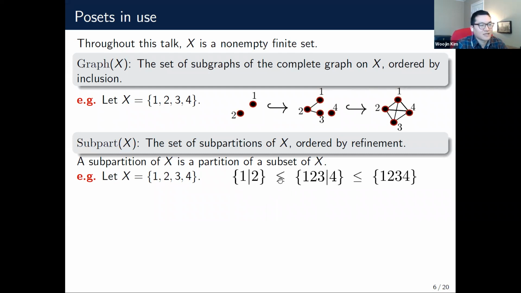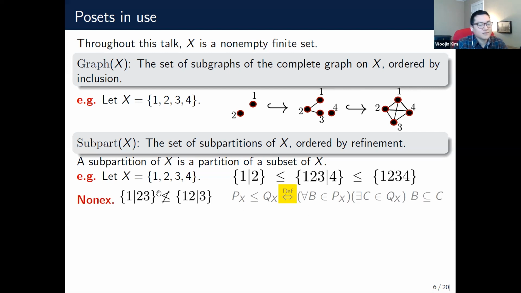And what do we mean by this inequality? Well, that means refinement. So the first block of 1 in the first partition, we can find the block in the second partition which contains this first block. And also the second block in the first partition, we can find the block 1 to 3, which contains the second block. So that's the refinement. Also, 2 blocks in the second partition are contained in the single block in the last partition. So that's what we mean by refinement.